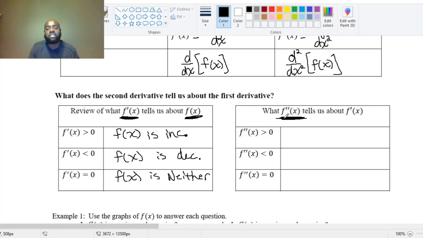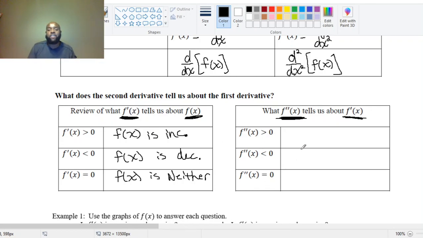Look at this now. This is the second derivative. This is what the second derivative tells us about the first derivative, which if I take the derivative of f prime, I get f double prime, just as if I take the derivative of f and I get f prime, right? There we go.